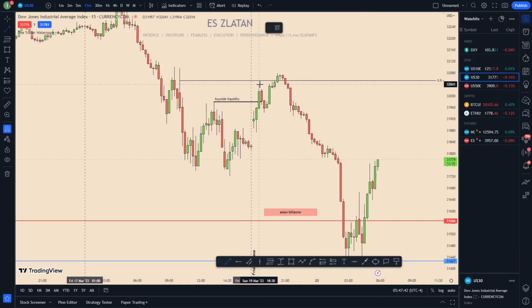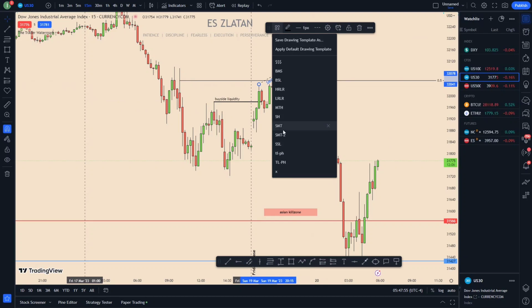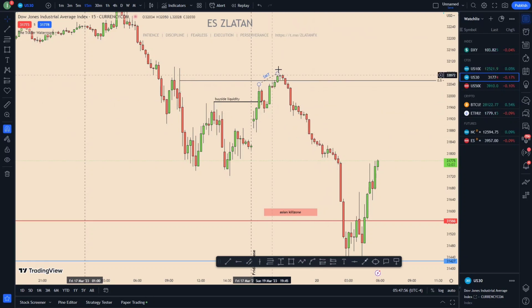Immediately I saw this high taken out on US30. Sorry, this was an SMT with Nasdaq, which was trading down here, so I knew that probably the market will reverse here. So when they took out this buy side, that's my turtle soup. So I took the trade with confluence, consequent encroachment.